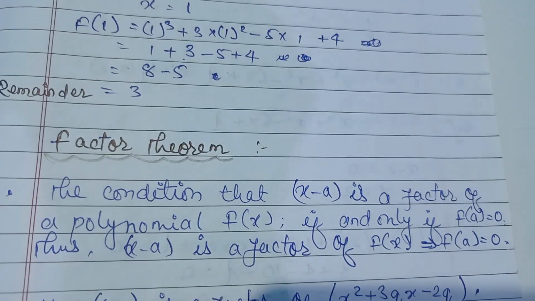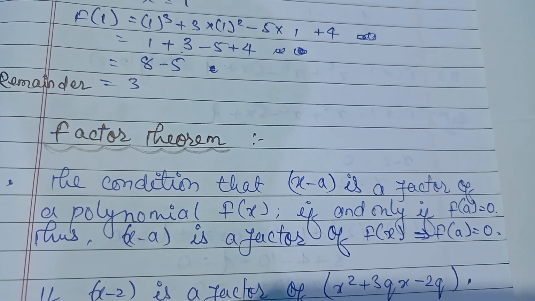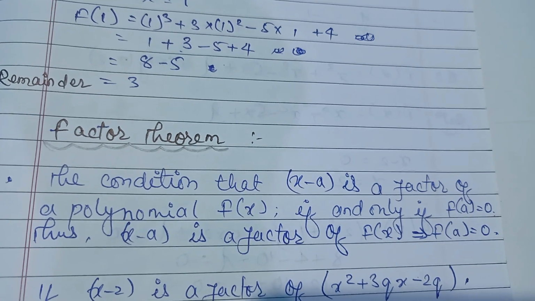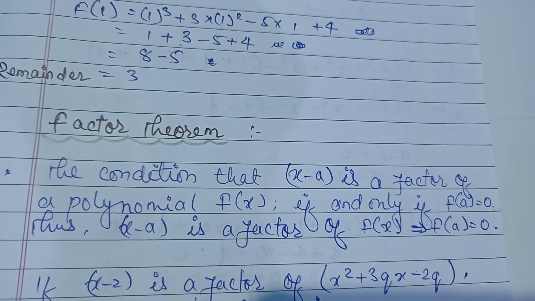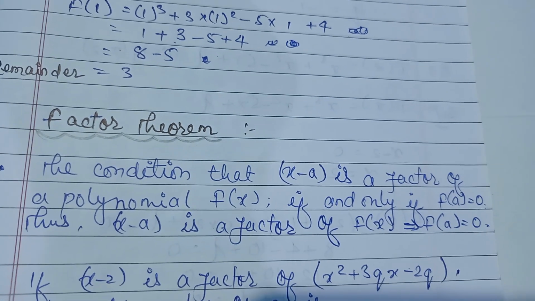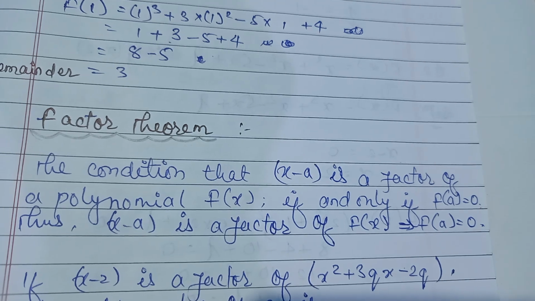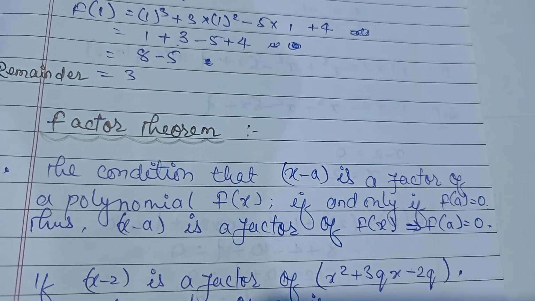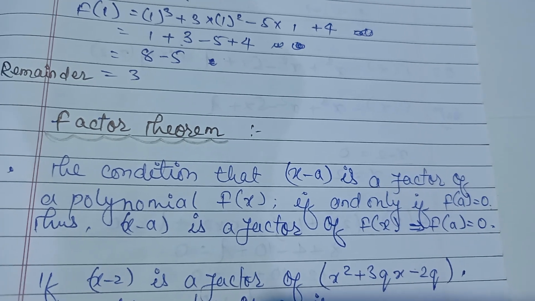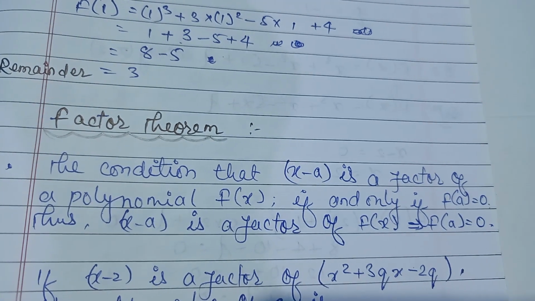The next important theorem is the factor theorem. The condition is that x − a is a factor of a polynomial p(x) if and only if p(a) is equal to 0. Thus x − a is a factor of p(x) when p(a) = 0.